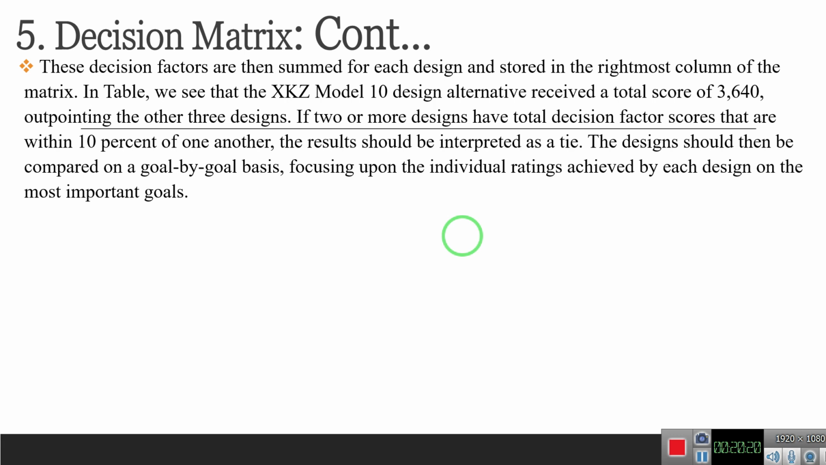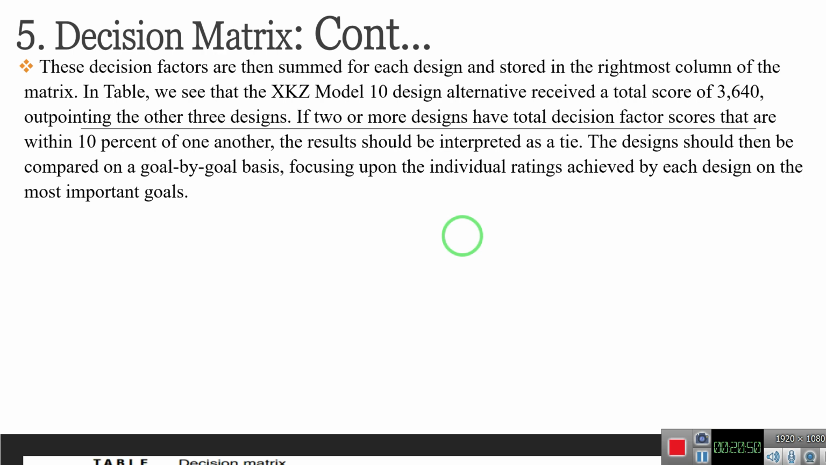If 2 or more designs have total decision factor scores that are within 10% of one another, the result should be interpreted as a tie. If it is within the 10%, we'll explain in the table, no problem, you'll get confused, I know. Then we will call it a tie. If more than 10%, we have to take it. The designs should then be compared on a goal-by-goal basis, focusing upon the individual ratings achieved by each design on the important goals.